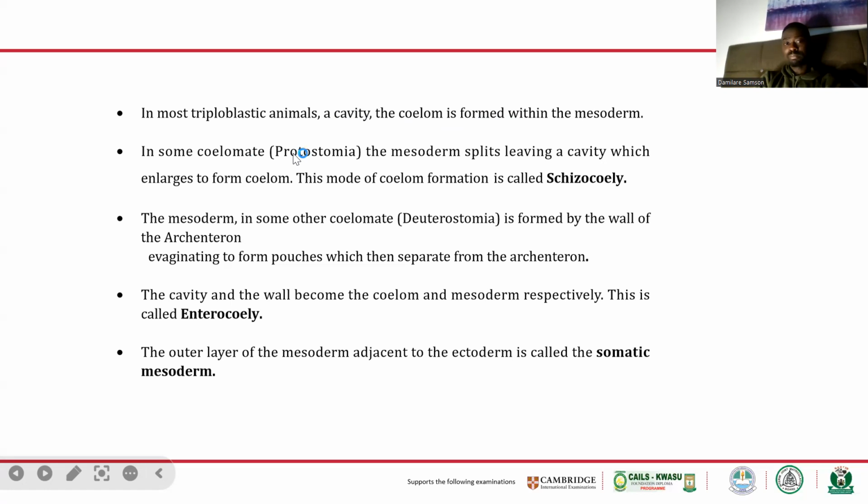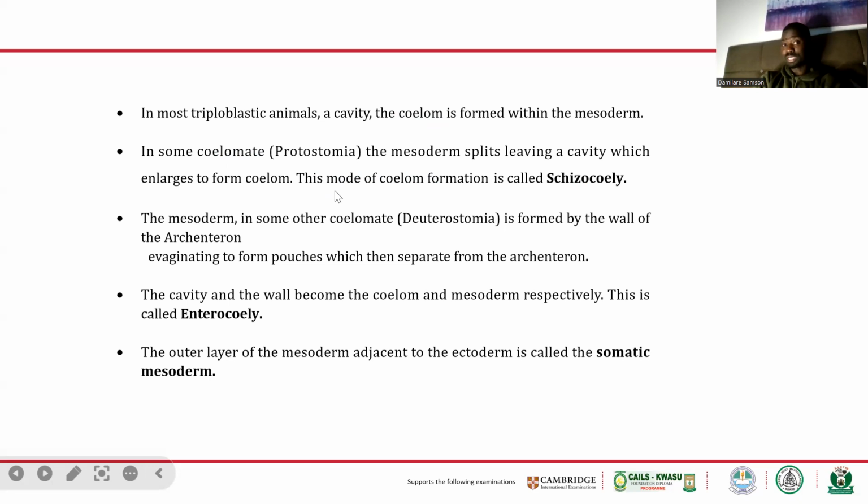In some coelomates, the protostomia, the mesoderm splits, leaving a cavity which enlarges to form coelom. This mode of coelom formation is called schizocoely. So they are trying to talk about a particular type of coelomate animal, which is a protostome. It is still called coelom, but their own coelom is called schizocoely. So just take note of that.